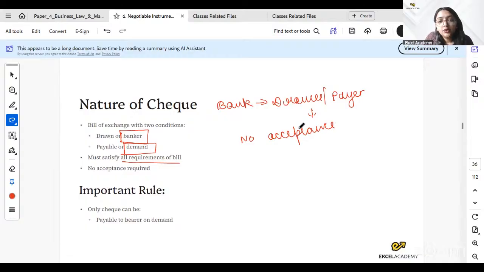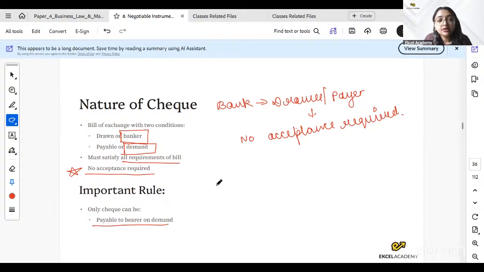Okay, no acceptance required. Let's say, for example, you are issuing a check in favor of B, your supplier. Do you wait for the bank to accept that? No. It is understood that based on your directions, the bank will have to pay that certain sum of money to B. All right, so this is the only way in which it differs from a bill of exchange, that is, no acceptance is required. The important rule is that only a check can be payable to bearer on demand.